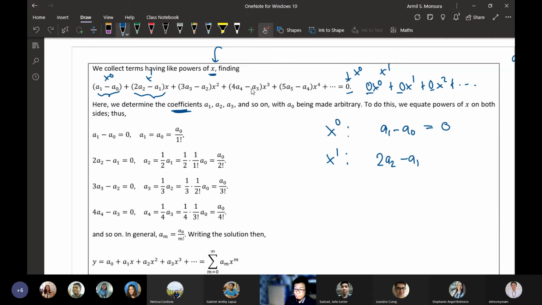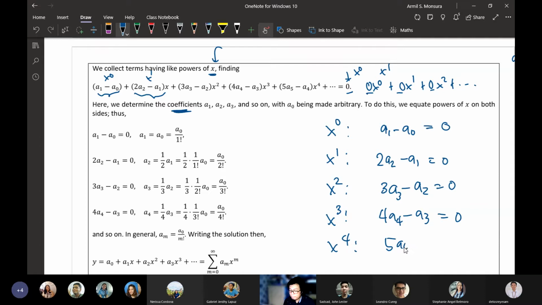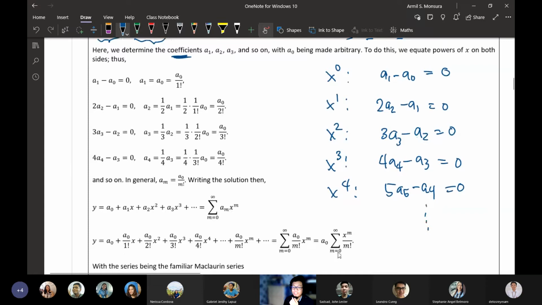So we will do that for all of the terms that we were able to combine on the left side. So this is for x raised to 0. This is for x raised to 1. For x raised to 2, this is 3a3 minus a2 equals 0. For x cubed, this is 4a4 minus a3 equals 0. For x raised to 4, that's 5a5 minus a4 equals 0, and so on.